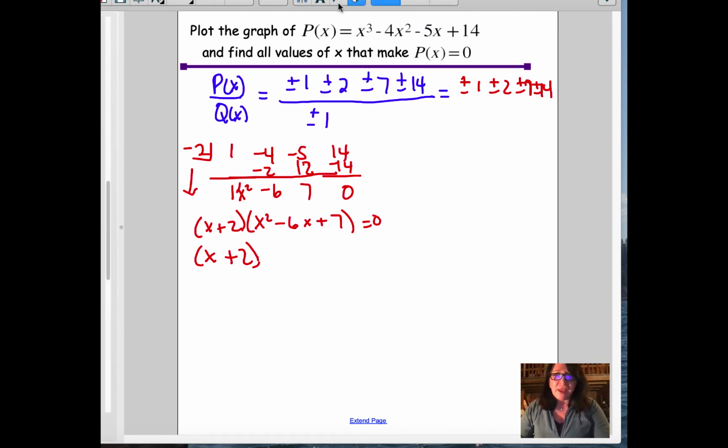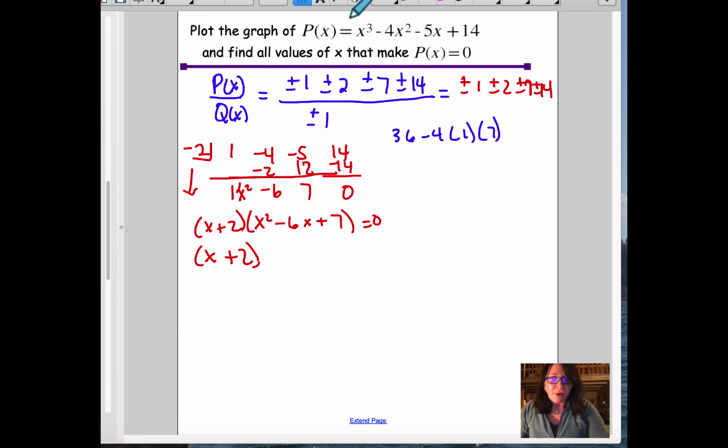And let's use the discriminant test, which says b squared, which is negative 6 squared, which is 36, minus 4 times a times c. So, well, wait a minute, 36 minus 28 is 8, which is not a perfect square. So that's not going to factor nicely. It'll factor, but not the way we want it to factor.